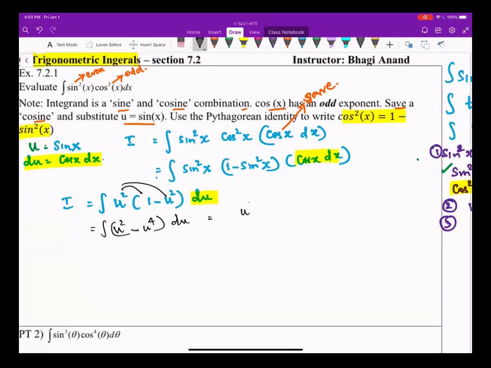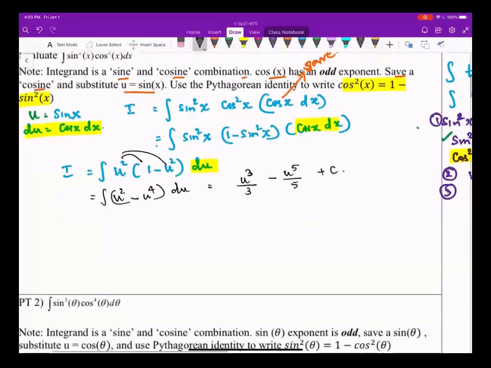Then if you integrate, it is u cube over 3 minus u to the power 5 over 5 plus an additive constant. But u is sine x in the problem. So if you get back to the original variable, it is sine cube x over 3 minus sine to the power 5 x over 5 plus a constant.